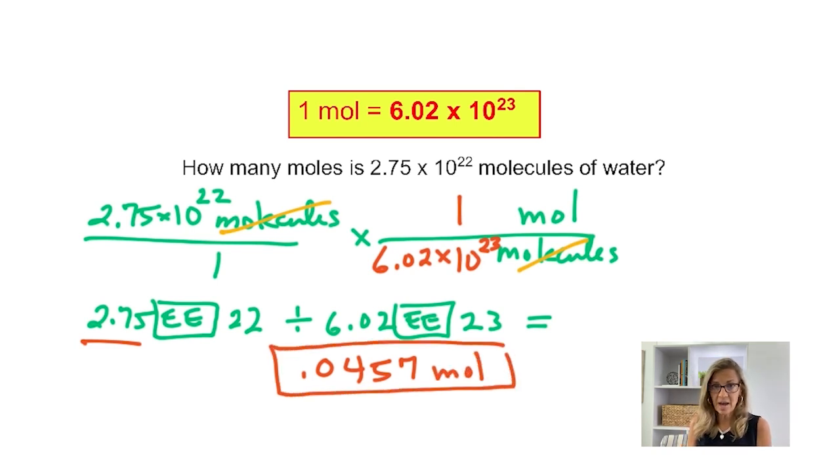All right, so now you know how to convert back and forth between moles and number of particles. All you need is this equality right here, and that is going to give you the two ratios that you need to convert.